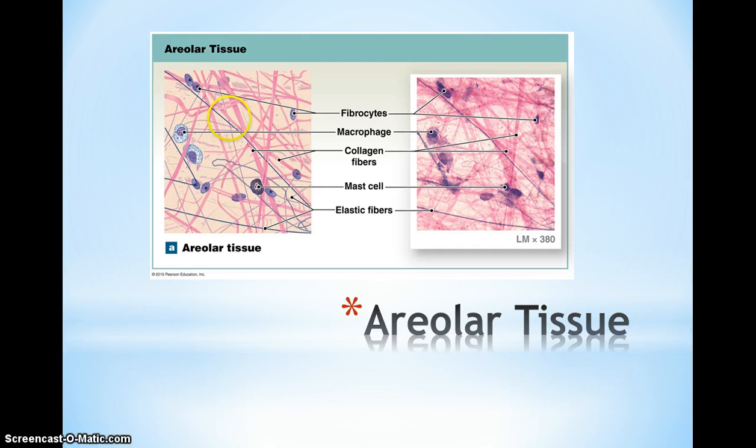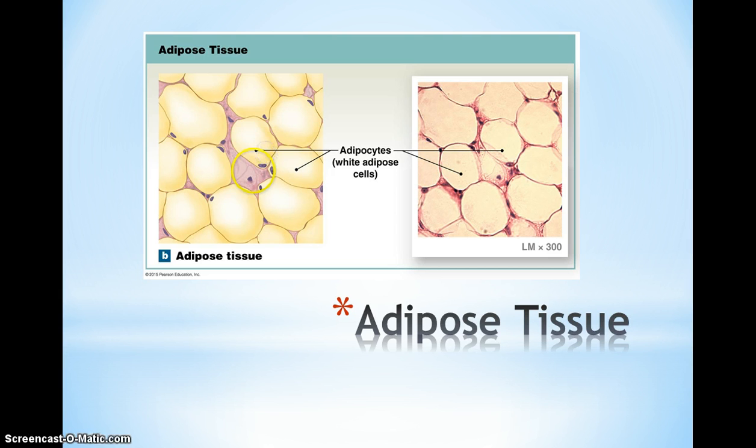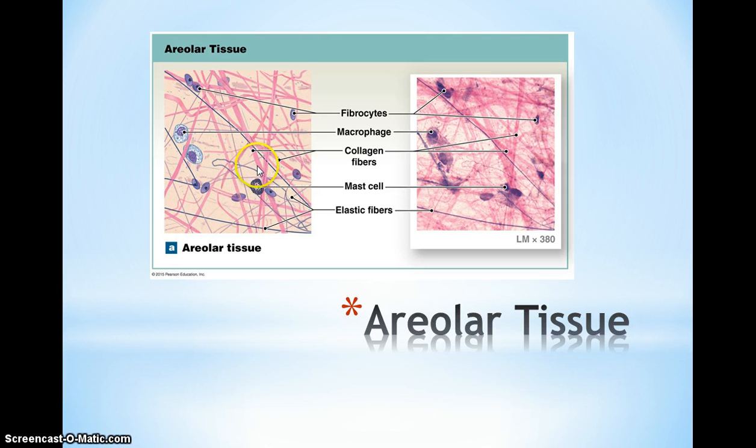You can see the elastic fibers right here, and then the very thick collagen fibers are located here. I am not seeing reticular fibers, but they are just simply not being depicted and shown here. We do have a variety of cells.